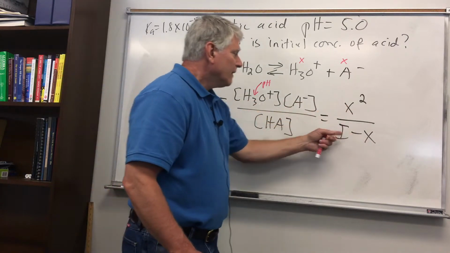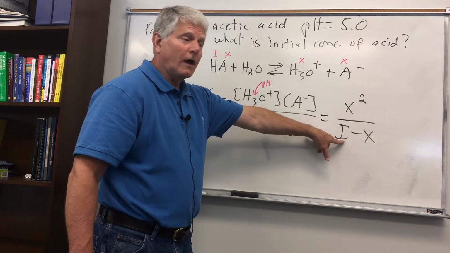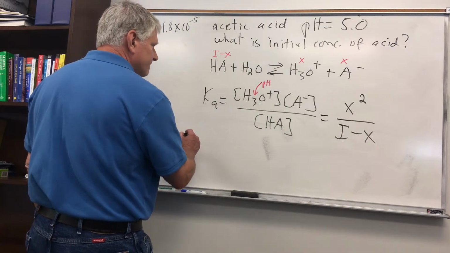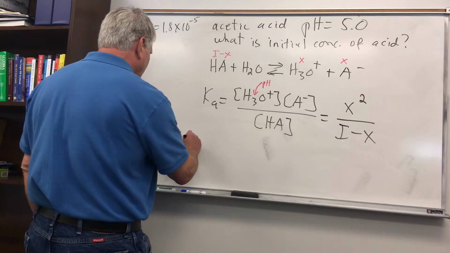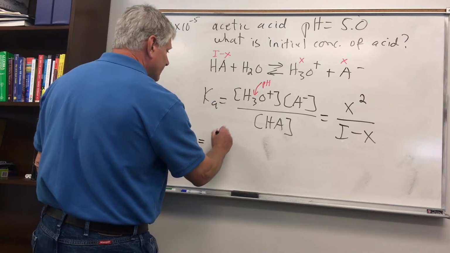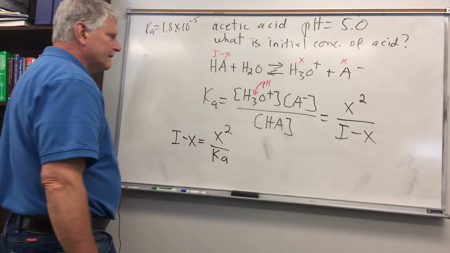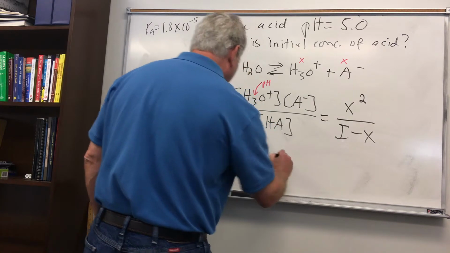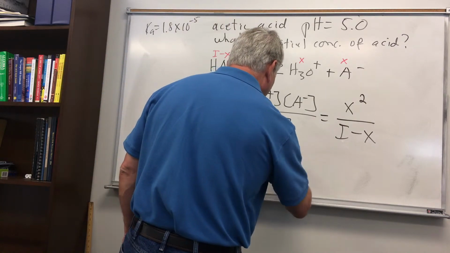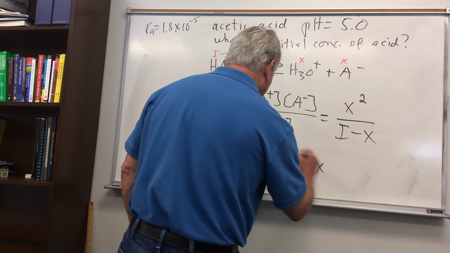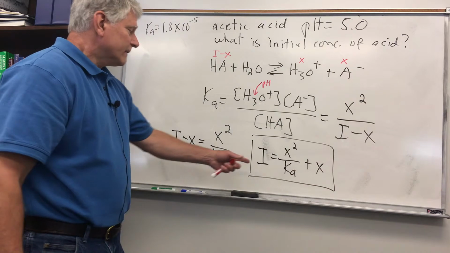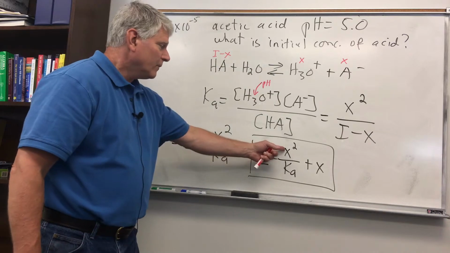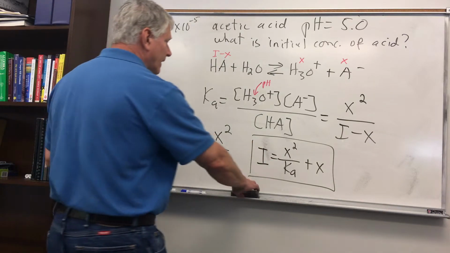Now we know X, we can solve for the initial concentration. So we have I minus X is equal to X squared over Ka, and that means that the initial amount is equal to X squared over Ka plus X. So this will give us the initial amount of acid that we put in the solution, and we can find X from the pH. So let's go ahead and do that numerically.